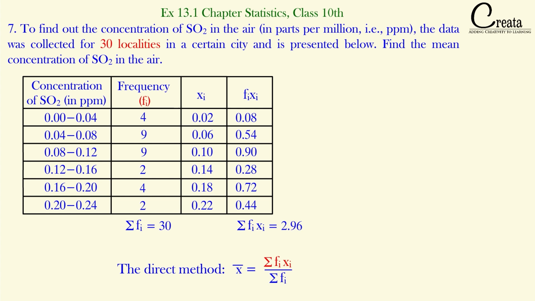So we got all the values. Let's directly apply the formula. Let's do the calculation. On solving, we got the answer as 0.0986. So that is the answer. The mean concentration of SO2 in the air is 0.0986 ppm. That is the unit. So we are done with this question.